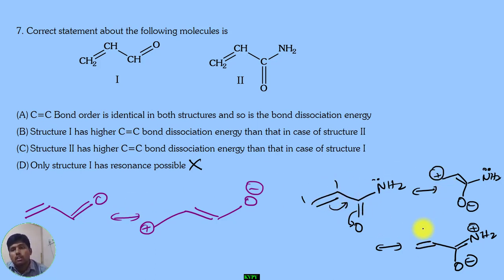Out of three resonance structure, two of them have double bond only. So it's like having more bond order. That means CC bond will be stronger here compared to CC bond in case of this. So as a consequence, CC bond in this second structure will be stronger. So second structure has higher CC bond dissociation energy than in case of structure 1. So it's option C which is going to be correct answer.